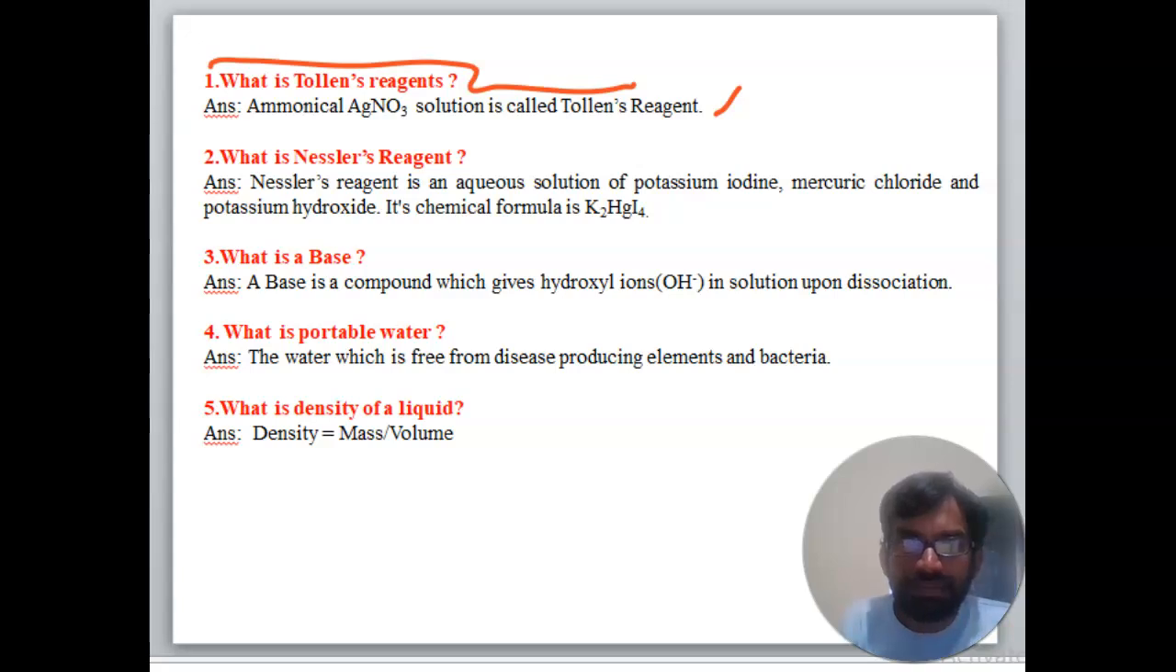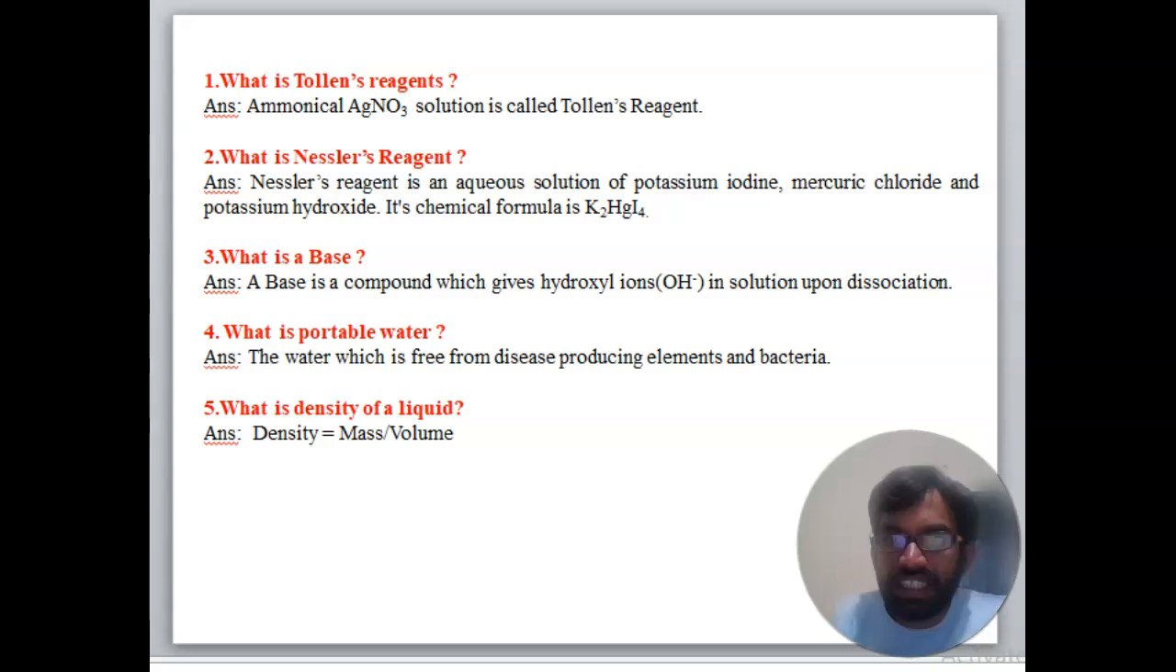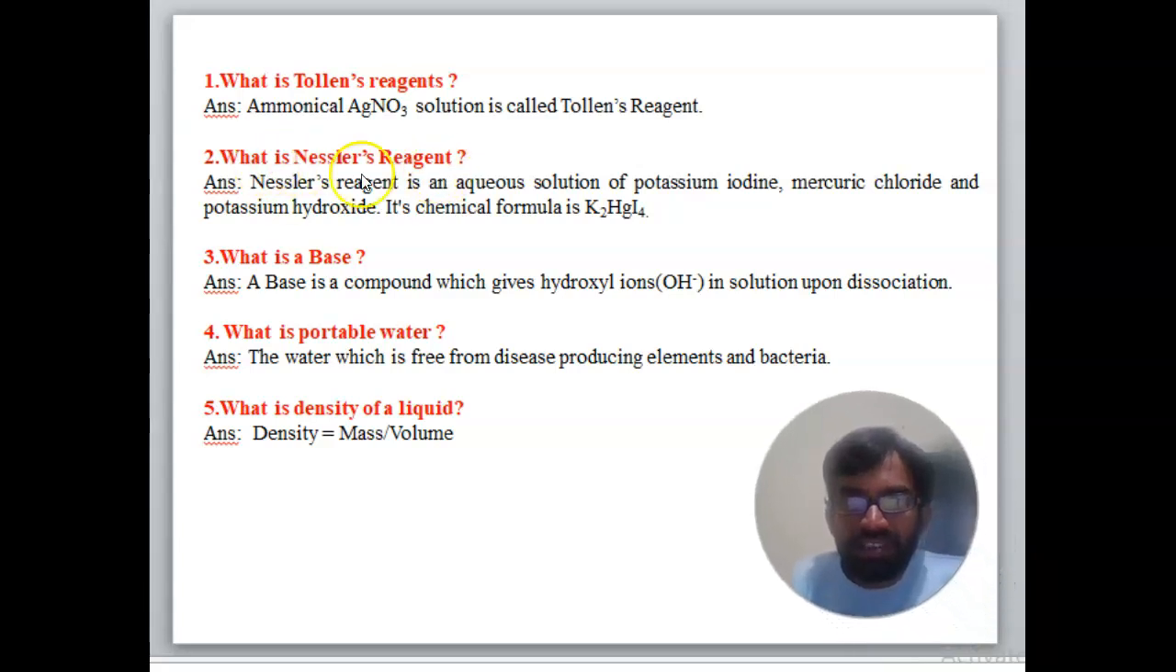Then you can see the second question: what is Nessler's reagent? Nessler's reagent is an aqueous solution of potassium iodide, mercuric chloride and potassium hydroxide, and its common formula is K2HgI4. This is Nessler's reagent. Okay, is that clear?